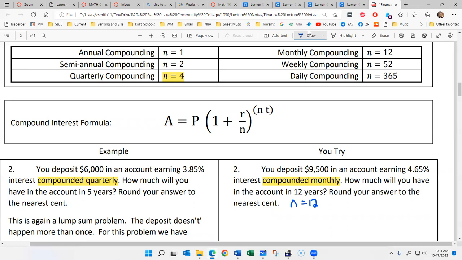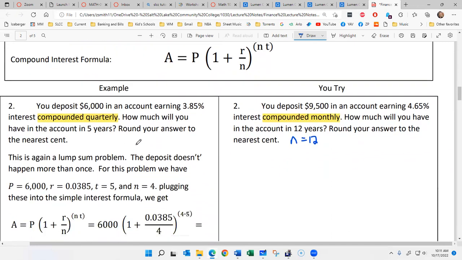We know what formula to use because it says compounded monthly. This is called the periodic compounding interest formula. To use this, we need to determine P. This should be a lump sum problem. We deposit 6,000 into an account. It doesn't say each month or each year, so it's just deposit 6,000 into an account, a lump sum. So we have P equals 6,000. For R, we convert the interest rate into a decimal. T is 5 years. And we've already seen that n equals 4 for compounding quarterly.